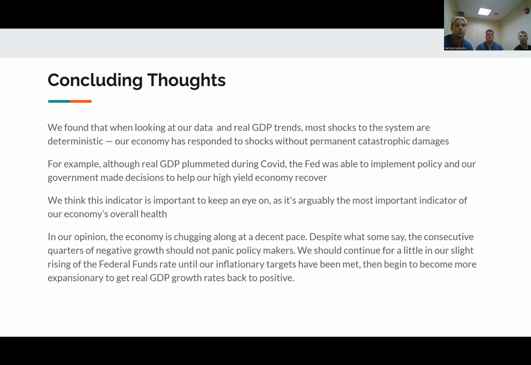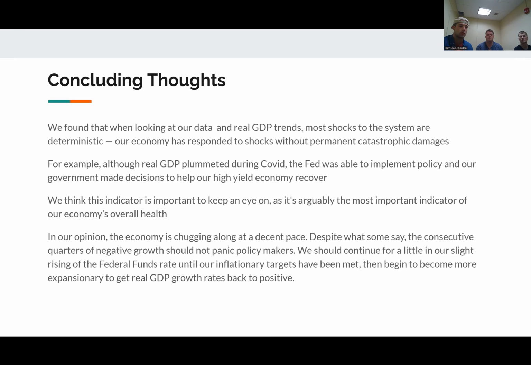We think this indicator is important to keep an eye on, real GDP, obviously, as it's arguably the most important indicator of our economy's overall health. And in our opinion, the economy is chugging along at a decent pace. Despite what some say, the consecutive quarters of negative growth should not panic policymakers. We should continue for a little bit in our slight rising of the federal funds rate until our inflationary target's been met. The Fed has been lowering the rates at which they increase the rates.